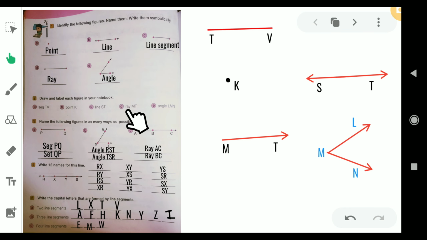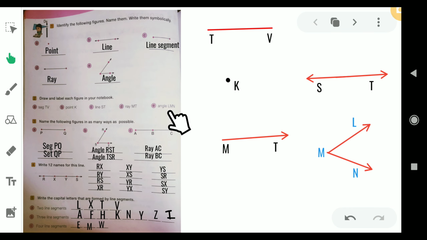Let's move on to the ray MT. So what does a ray mean? A ray is a geometrical figure which has one end point, and the other part of it is extended infinitely. Just look here, it has one end point and the other part is extended continuously in one direction, so MT is an example of a ray.